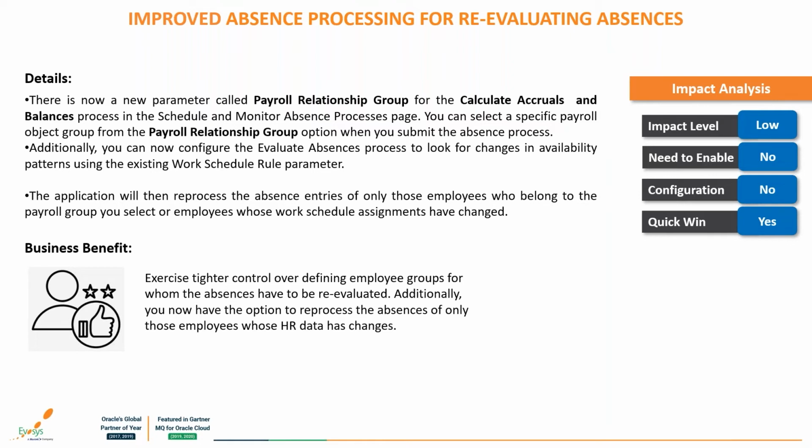Firstly, a new filter parameter called payroll relationship group has been added, which can be used while running the process to limit the number of employees picked. Secondly, we can also select only employees that have had any changes to their work schedule, and there is a new checkbox provided for this. Post this feature, the sysadmin team members would have more control and flexibility when they run the reevaluation process for absences.